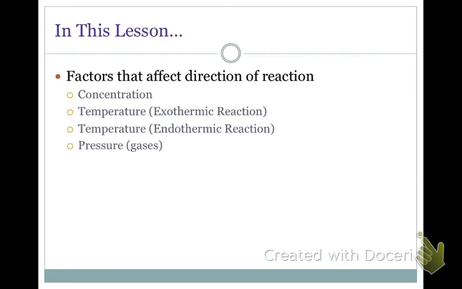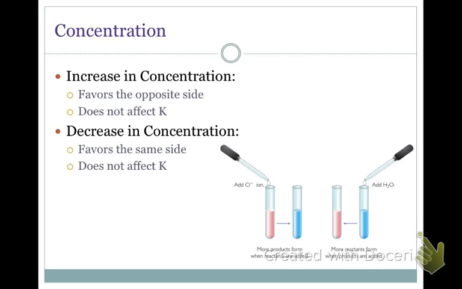And we're going to go through factors that affect direction of reaction, so if it goes in the forward or the reverse reaction. So those different factors are concentration, the temperature if it's an exothermic reaction, the temperature if it's endothermic, and pressure. And of course, pressure is only for gases.